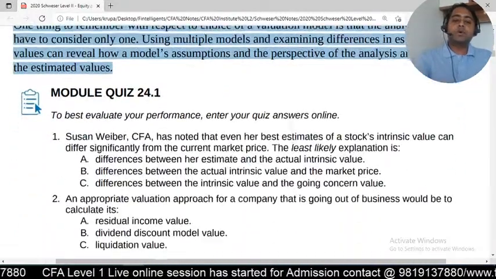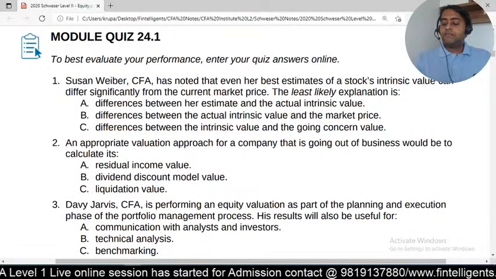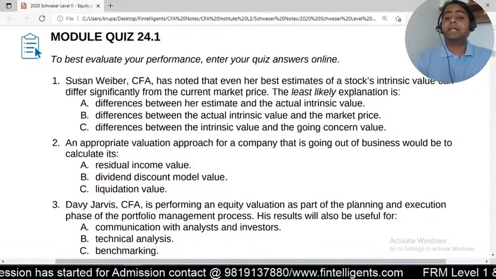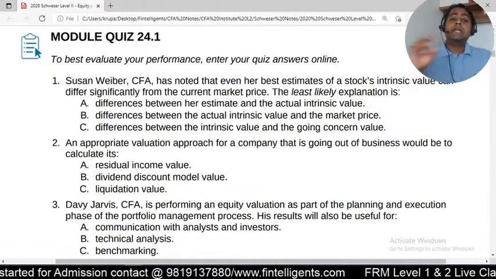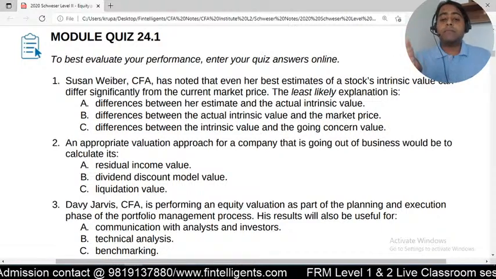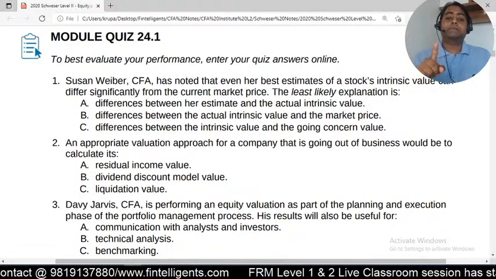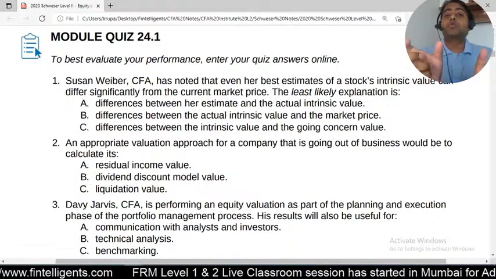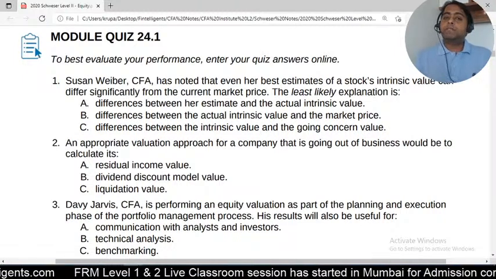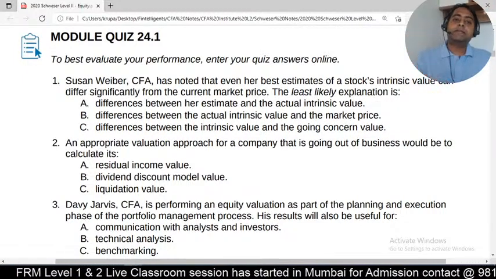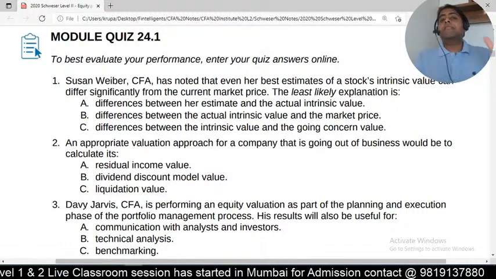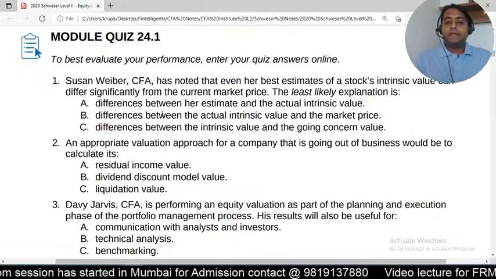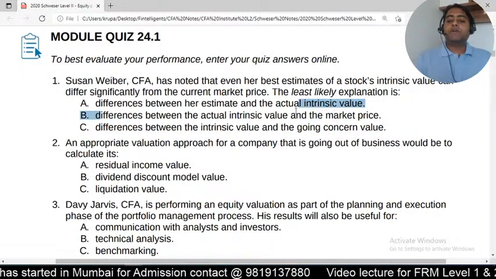Okay, let us go and solve the questions which we see over here. The first question: Suzanne has noted that even our best estimate of a stock's intrinsic value can differ significantly from the current market price. The least likely explanation? Read the options properly. We read about two parts, right? One was the actual mispricing, and the second was the valuation error. What was the actual mispricing? The actual intrinsic value and the difference from the price. That is the actual mispricing.